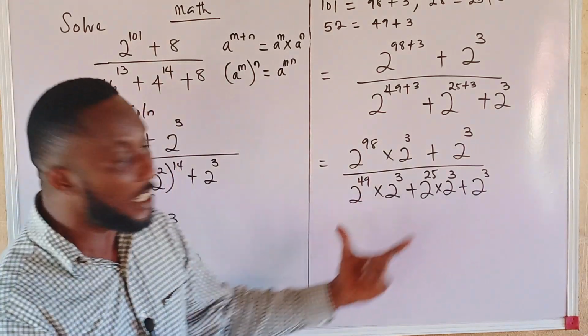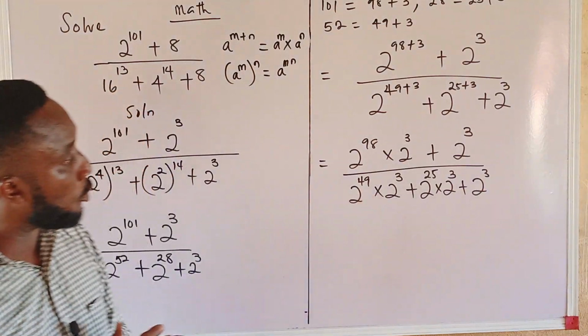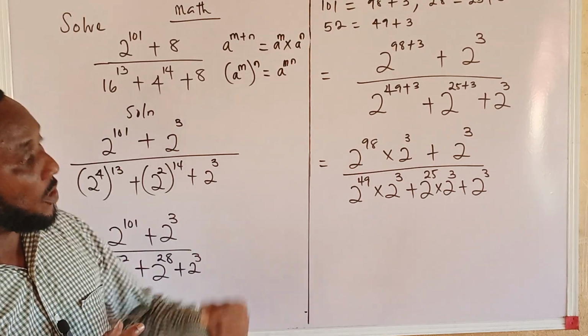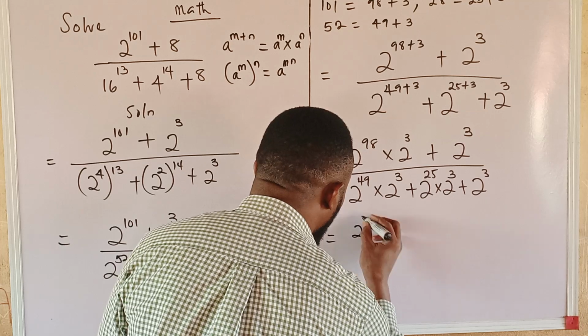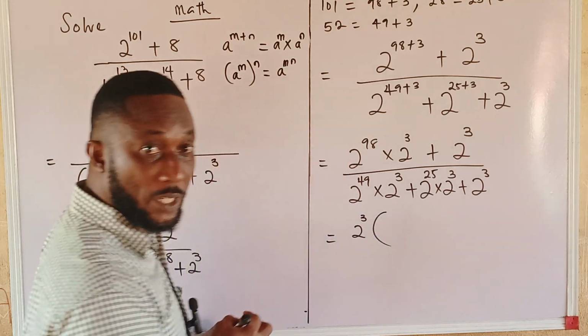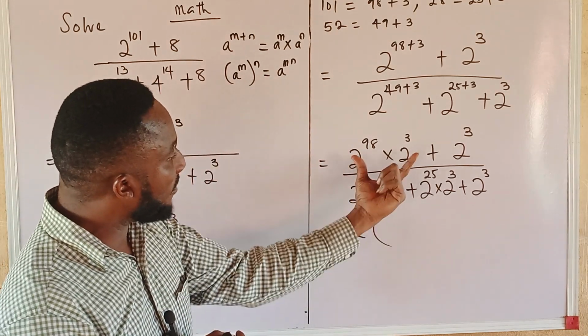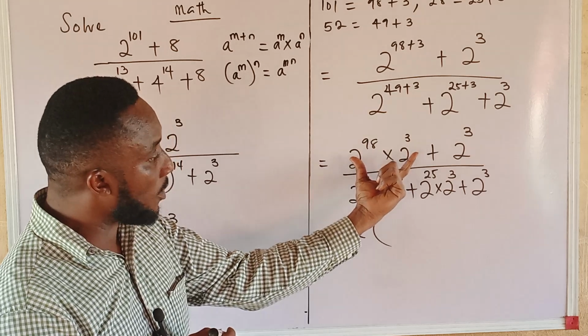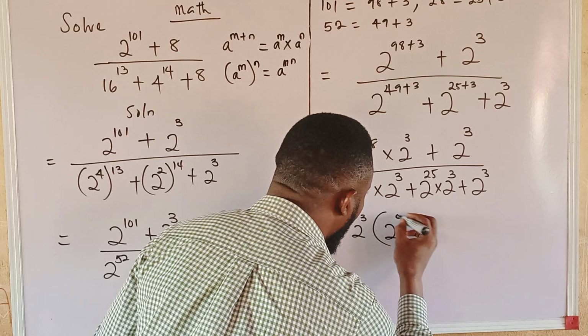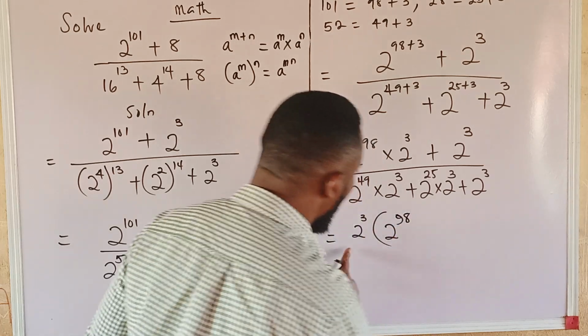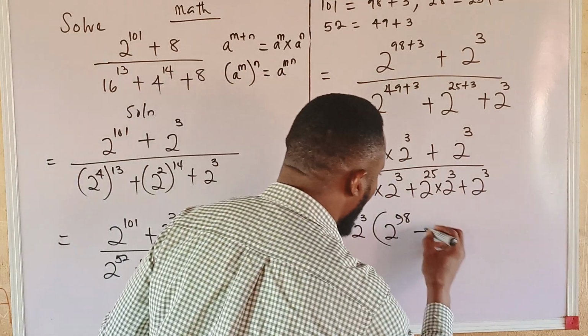So from what we have done here, I can then factor out 2 cubed on the numerator and the denominator respectively. So this is going to give me 2 cubed, I'll open a parenthesis. 2 cubed divided into this term, 2 to the power of 98 multiplied by 2 cubed, 2 to the power of 98 is left. 2 cubed divided by itself becomes 1.